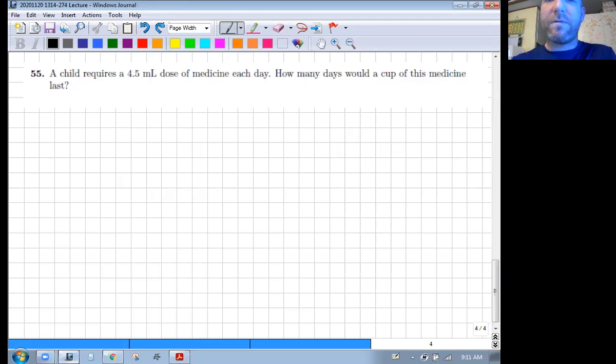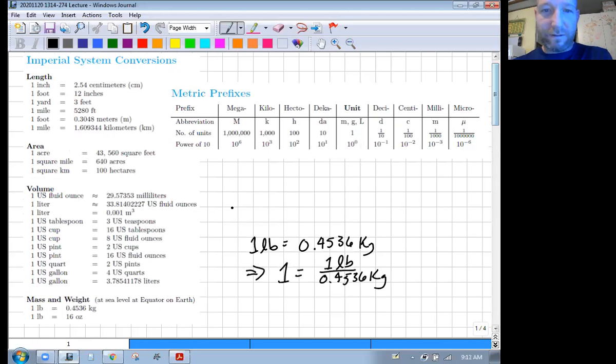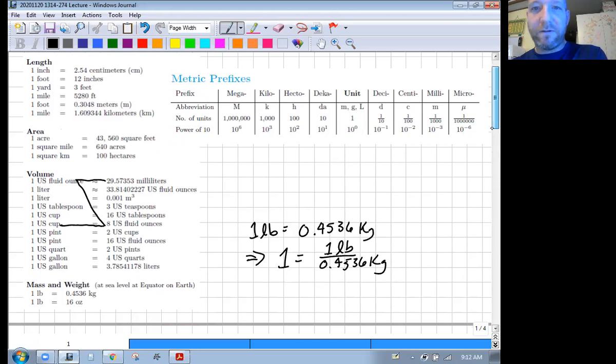So 1 cup is, see, we're aiming for milliliters. So let's see what we can do here. Look at our chart. Here's cups. All right, so how are we going to get to milliliters? Well, we do cups to fluid ounces, and then fluid ounces to milliliters. All right, 29.57 milliliters.